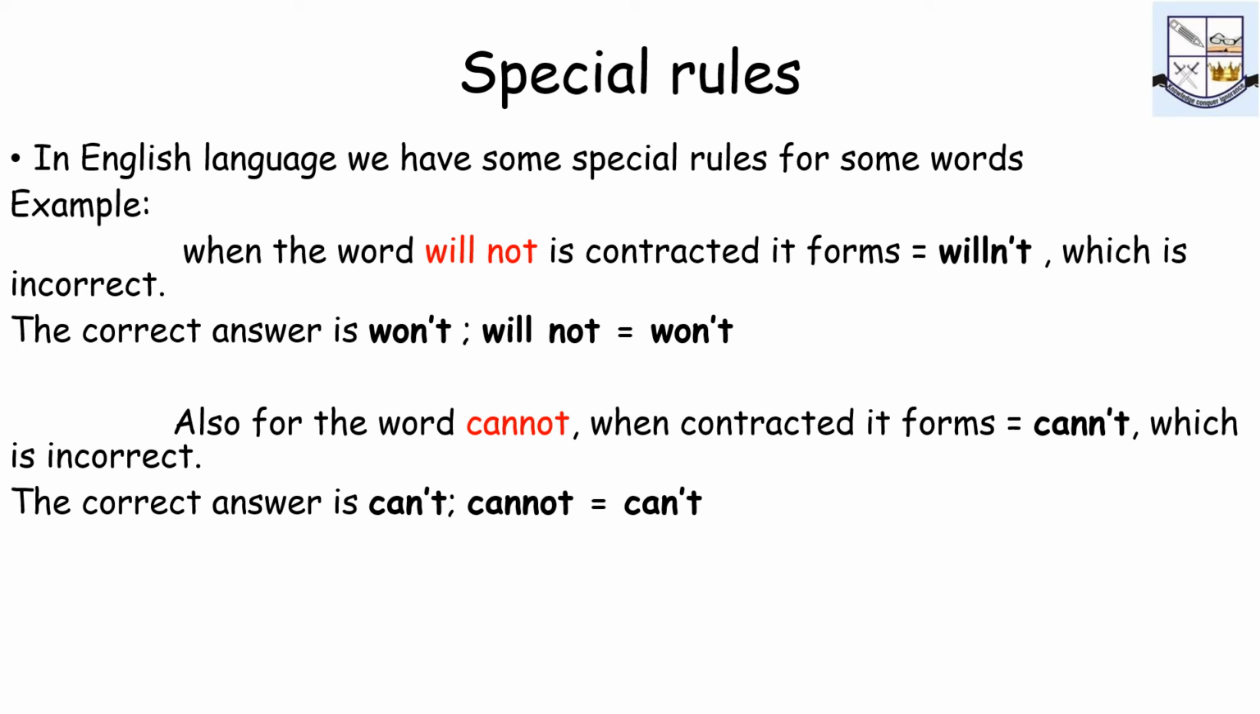Also, for the word cannot, when contracted, it forms cannot'. That is incorrect. The correct answer is can't. Let's take note of this. The contraction for will not is what? Won't. The contraction for cannot is what? Can't.